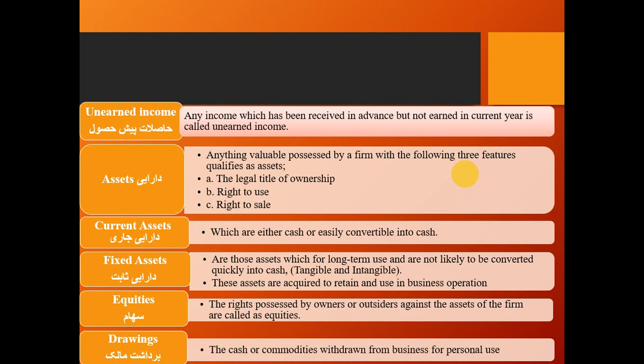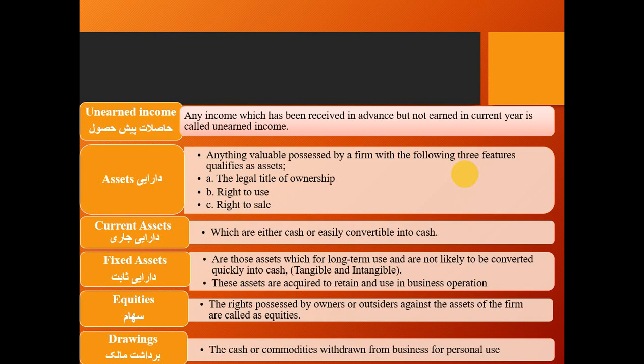Fixed assets are those assets which are not quickly convertible into cash. That is one definition. Second definition: fixed assets are those assets which are convertible into cash in more than one year. The third definition: fixed assets are those assets on which our business is running. Our business operations are running based on that. That is called fixed asset.